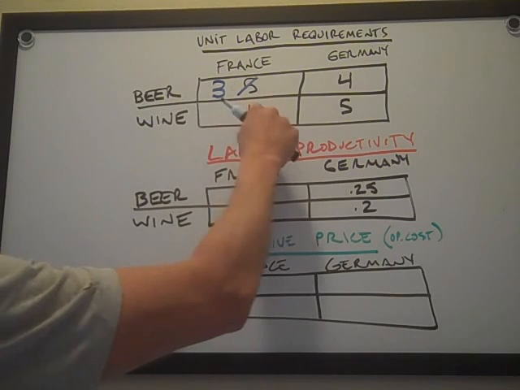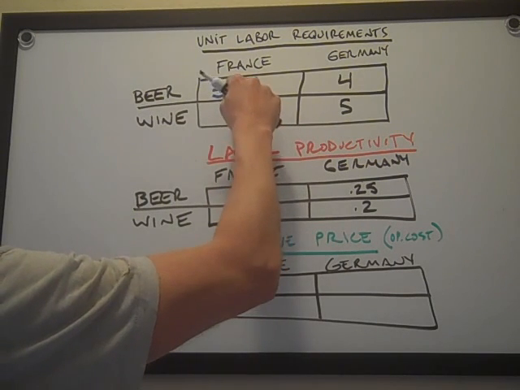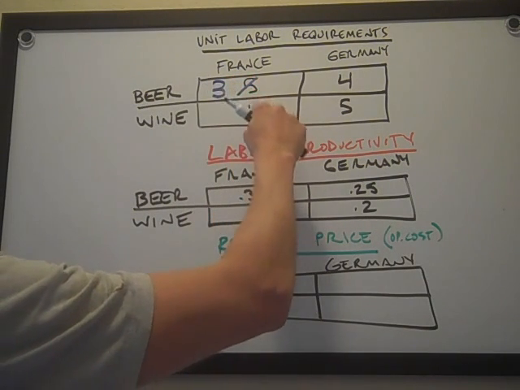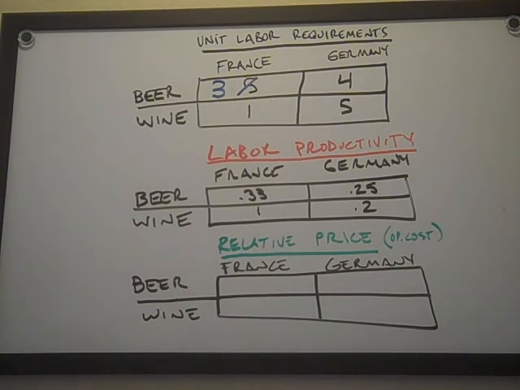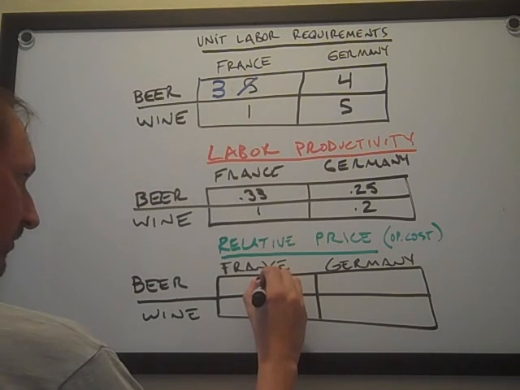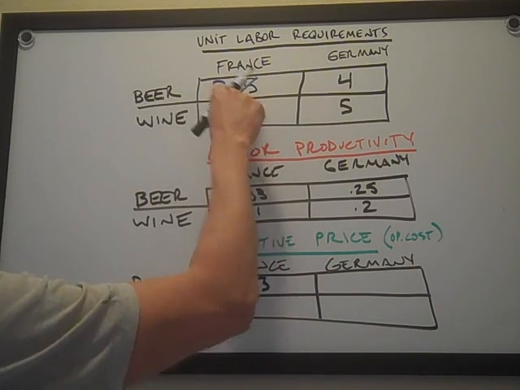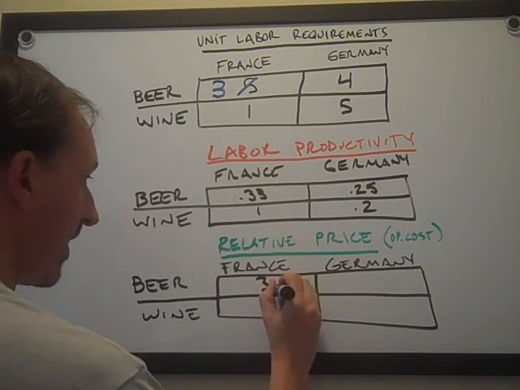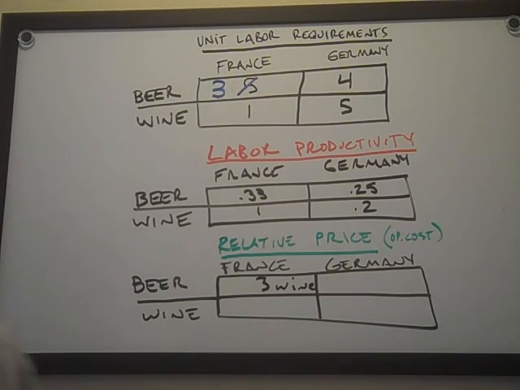Okay? So if you make a unit of beer, and it takes you 3 hours to make a unit of beer, how much wine are you giving up? Well, if that's true, then you're going to give up 3 units of wine. Right? It takes you 3 hours to make a unit of beer. You could have made 3 units of wine in that time.